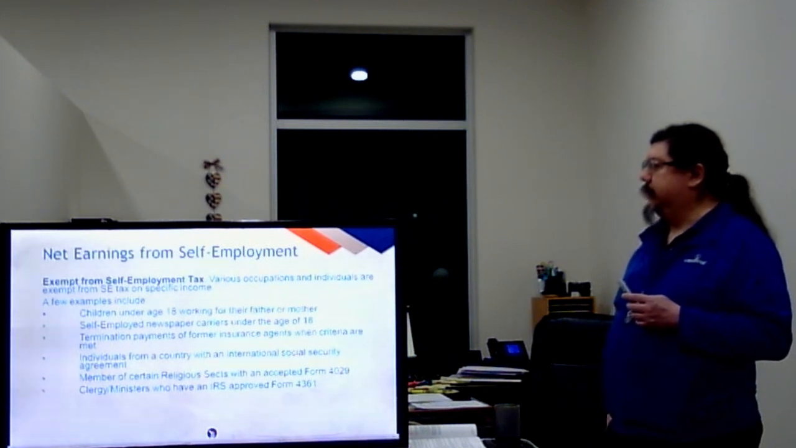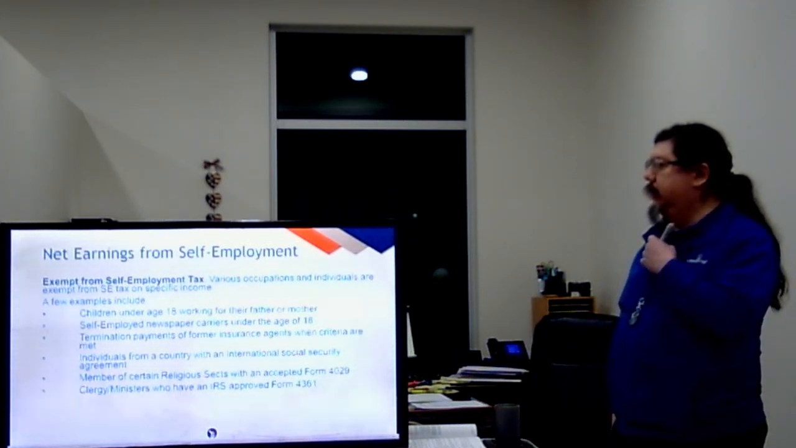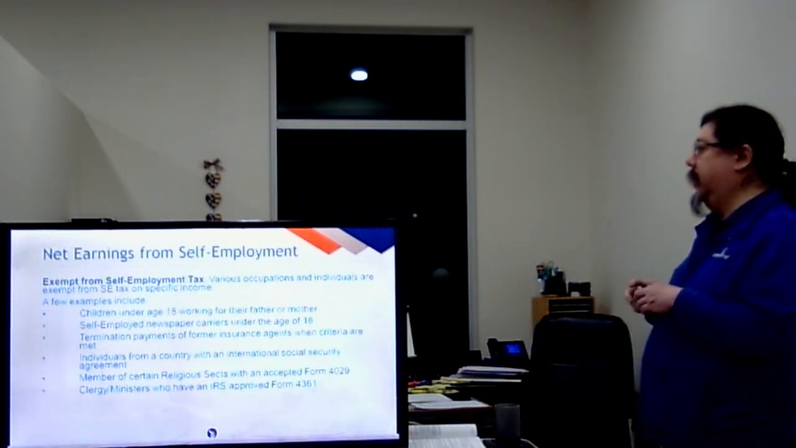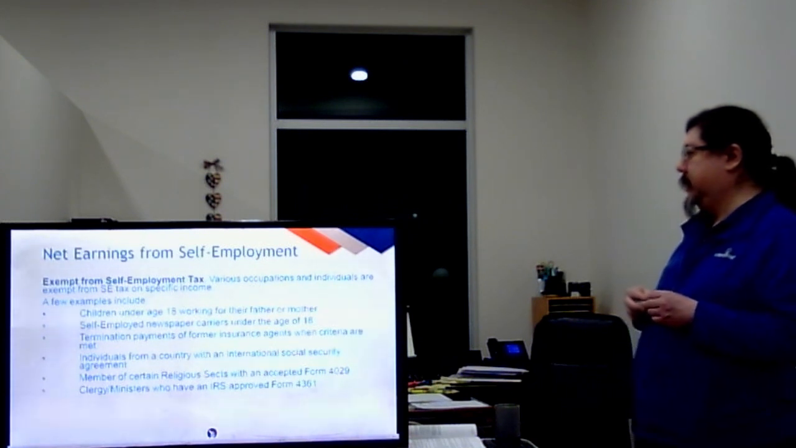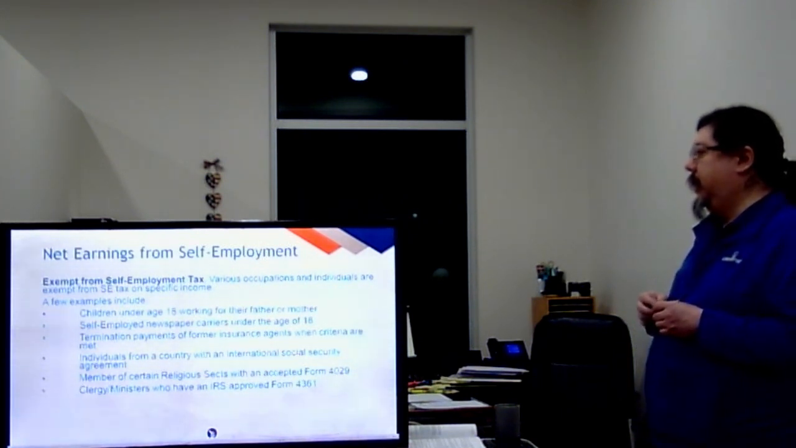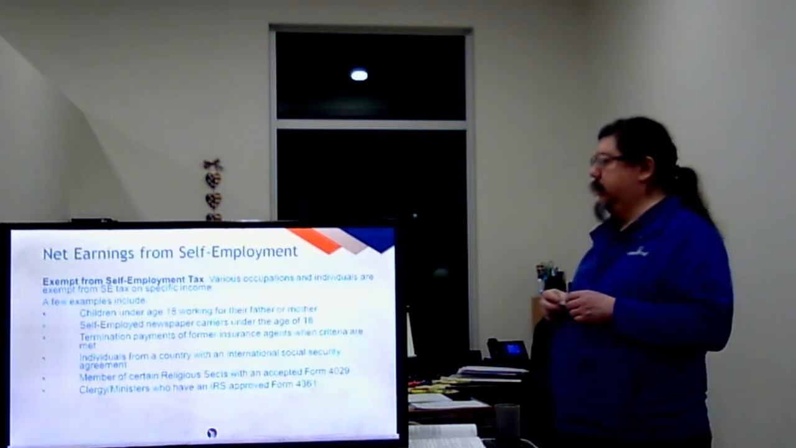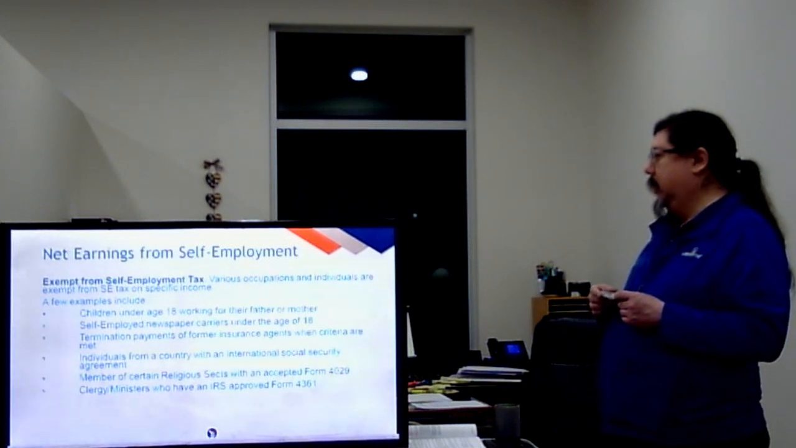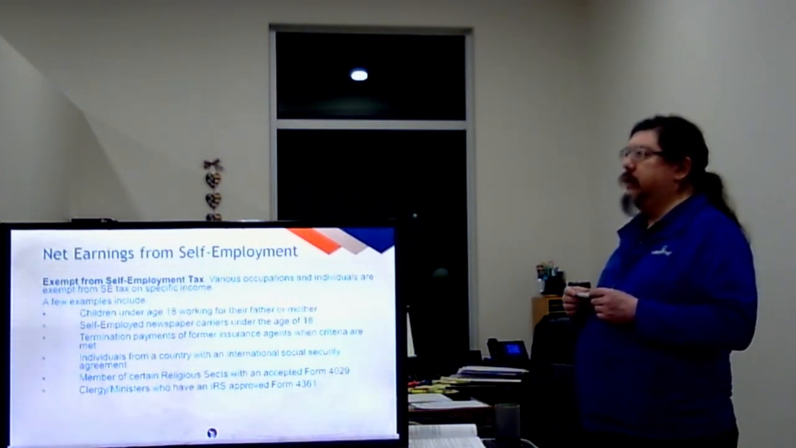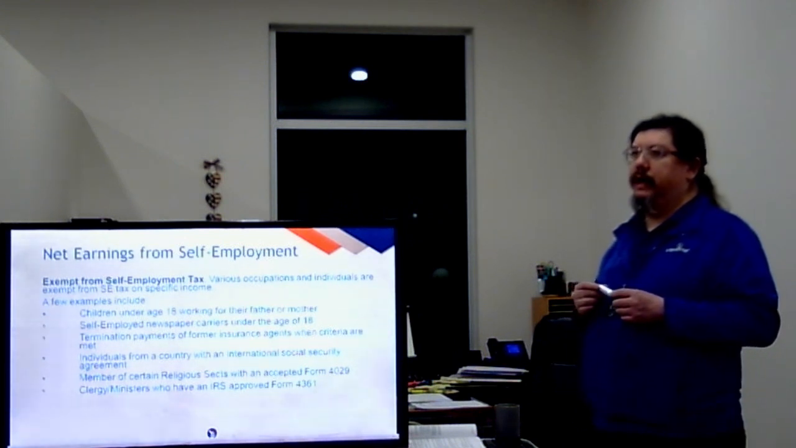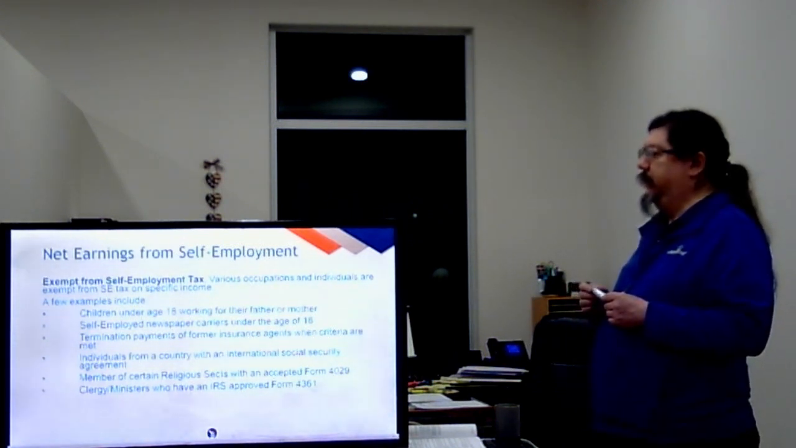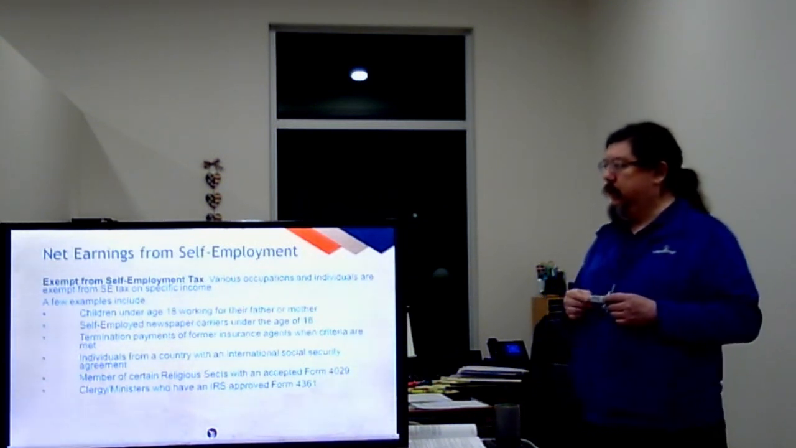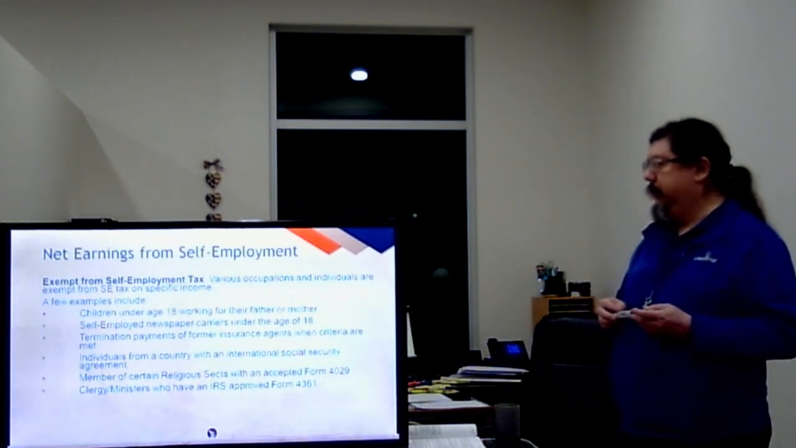Certain occupations are exempt from self-employment tax, so children under age 18 working for their parents and self-employed newspaper carriers under 18 do not have to pay self-employment tax. Certain payments to insurance agents when they retire or end their business are exempt. If you're working in a foreign country and you're paying foreign Social Security taxes, you don't have to treat that as self-employment income. But if you're working for a foreign country and you're not paying foreign Social Security tax, that's considered self-employment income, even if you're not really self-employed.